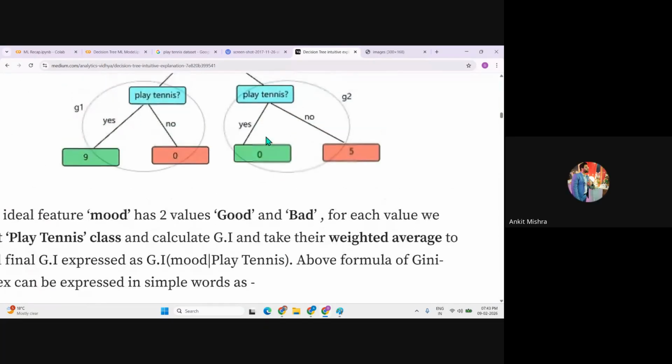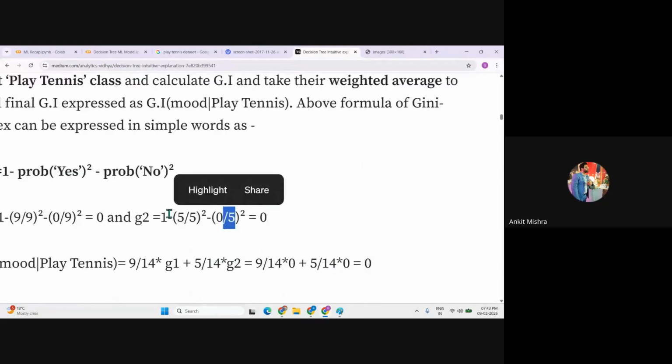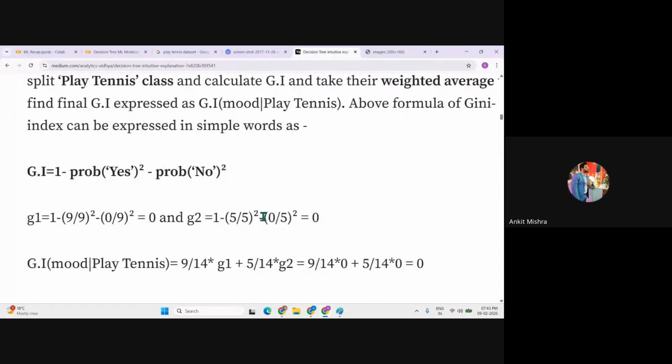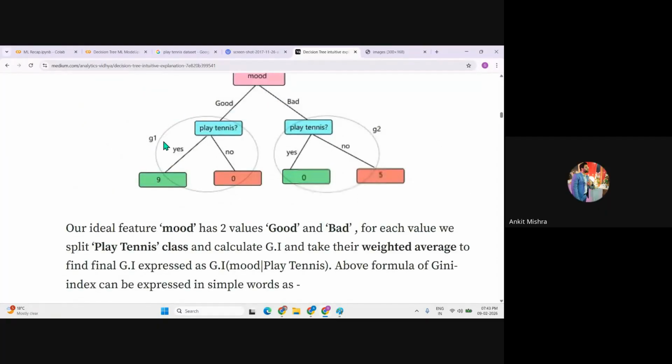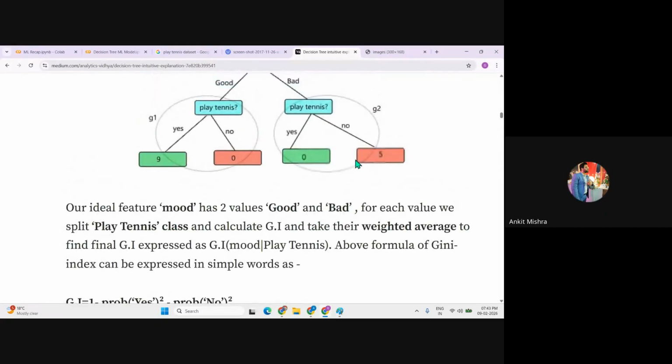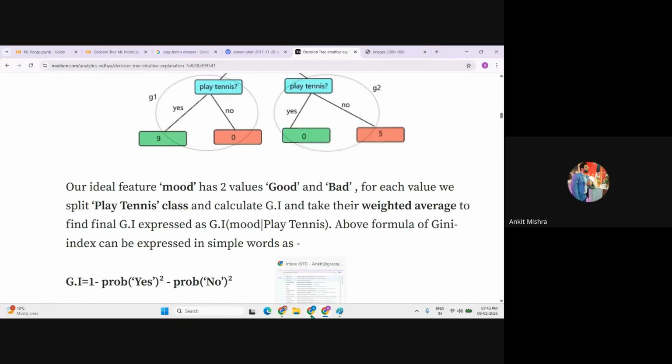The 0 by 5 is the probability of yes in this G2, so it's (0 by 5) square, and the probability of no is (5 by 5) square. If you solve the expression, you will get 1 minus 5 by 5, which becomes 1, 1 square becomes 1, and 1 minus 1 is 0, and 0 minus 0 is 0. So guys, the Gini index for this group 1, G1, is 0, and the Gini index for this group 2 is also 0. I hope everyone is getting the same.